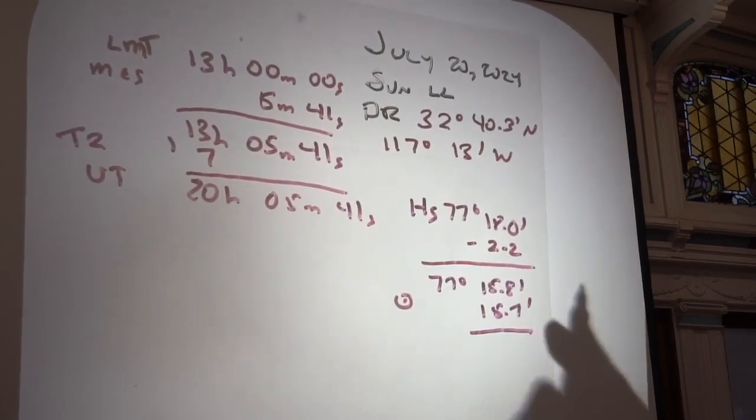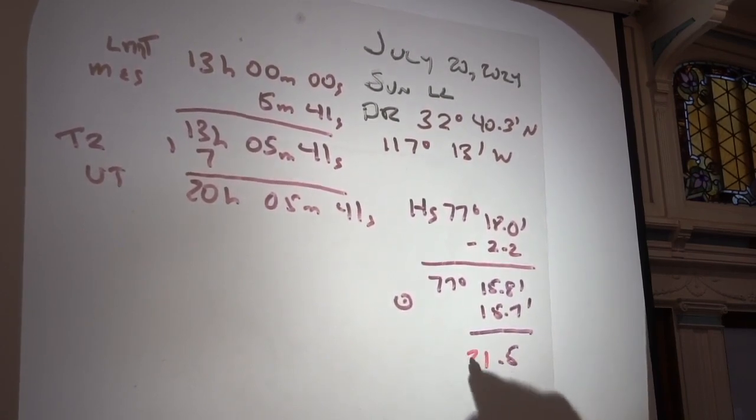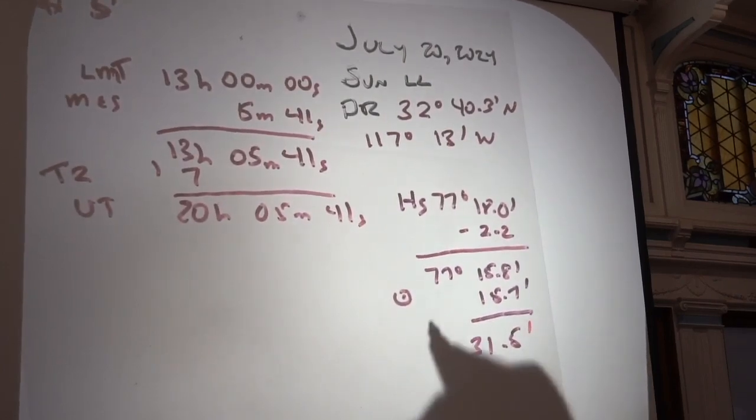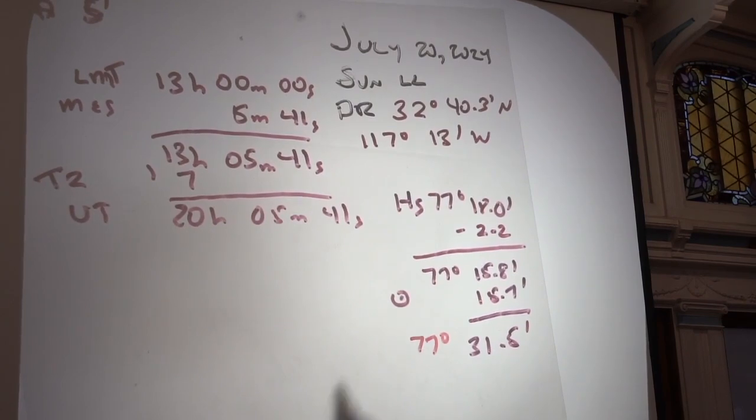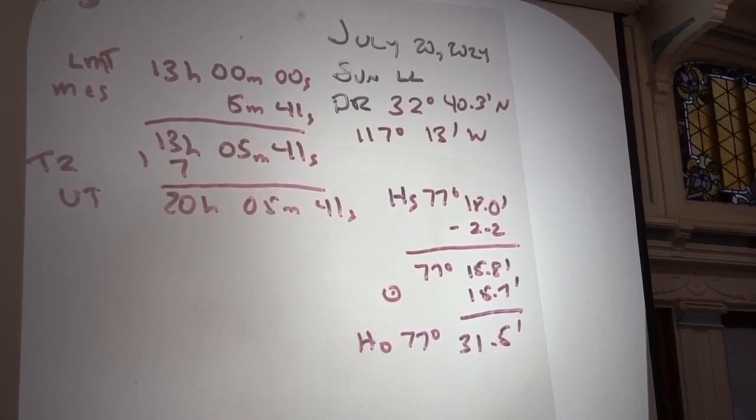So, 8 and 7 is 15. 1 and 5 is 6, 1 is 7. So it's 77 degrees, 31.5 minutes, and that is our HO, our observed altitude. We added 15.7 minutes to give us an HO of 77 degrees, 31.5 minutes. It was 0.8 and 0.7. Yeah, so you have to carry one over, that makes it 30, that makes it 31.